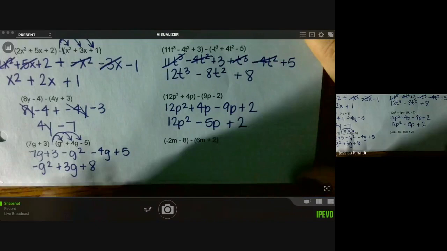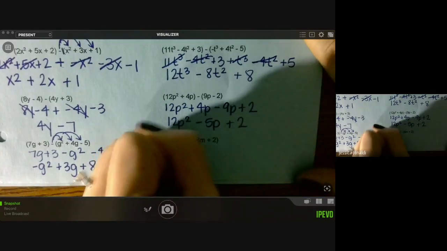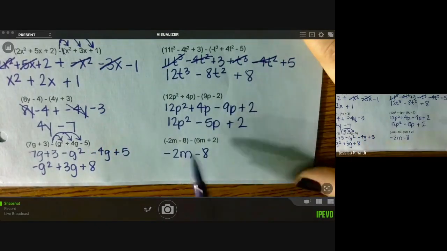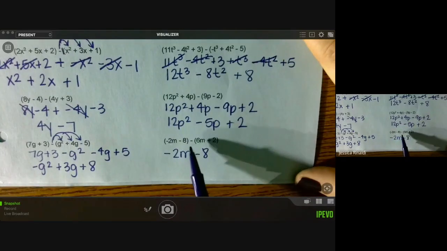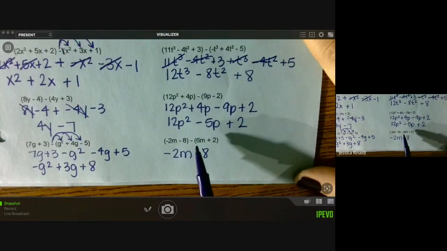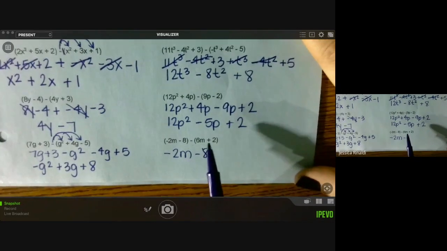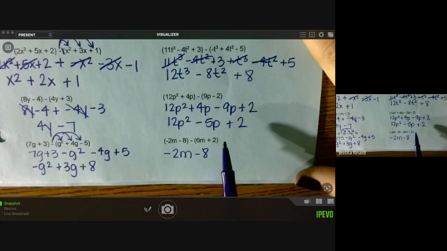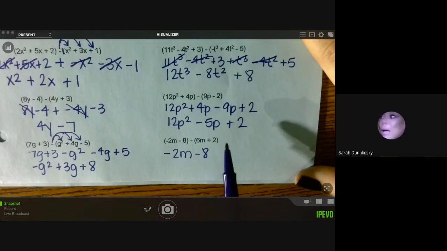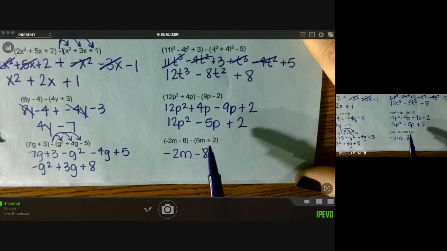Yep. Yeah. Negative 2m minus 8. What do I have to do with this minus sign again? Make it a plus sign. Make it a plus sign, and then what? What does it do to the other 2 pieces? Make a positive. It makes them what? Negative. It makes them negative. Thank you, Sarah.